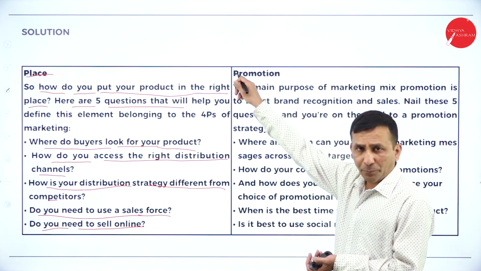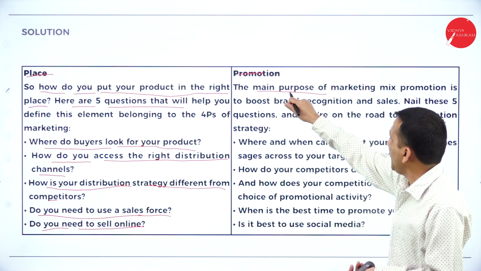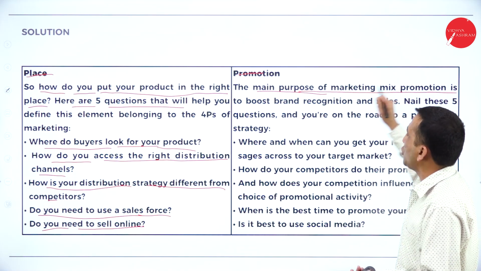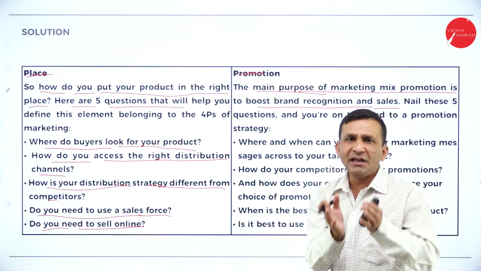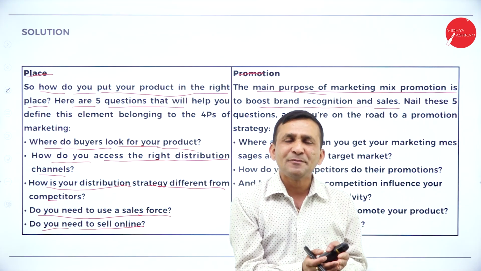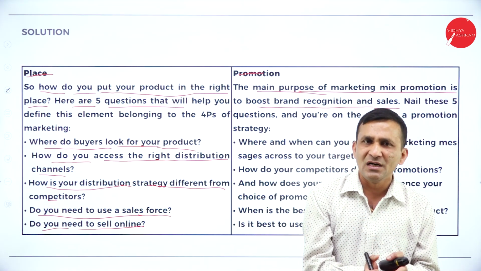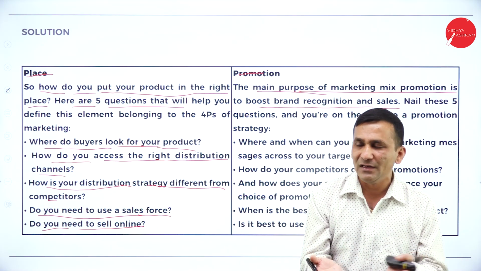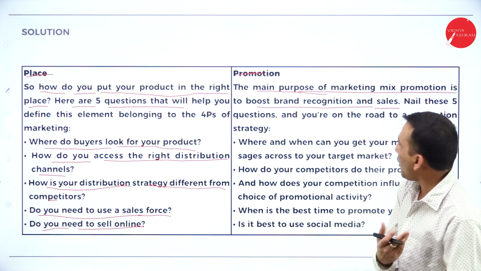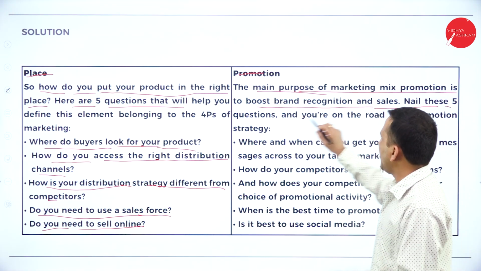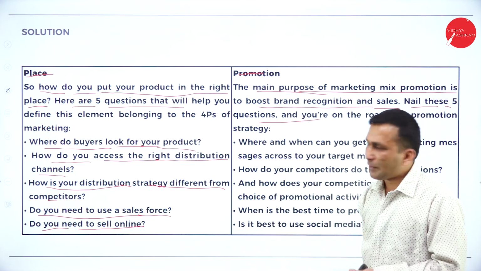Now moving to the fourth P, which is promotion. The main purpose of the marketing mix element promotion is to boost brand recognition and sales. Any company, unless they expect sales from the consumer, of course cannot survive. So they need to create more and more awareness about the product. Now here are the five questions related to promotion.